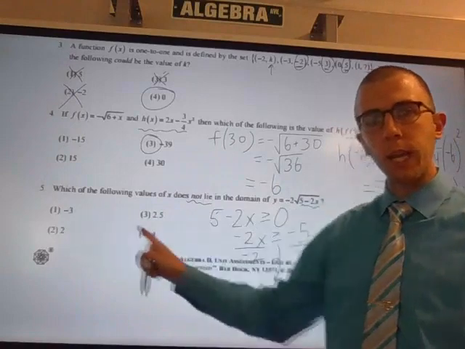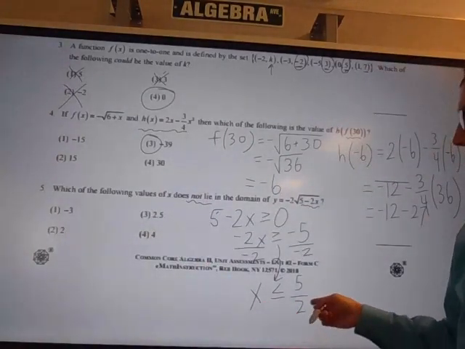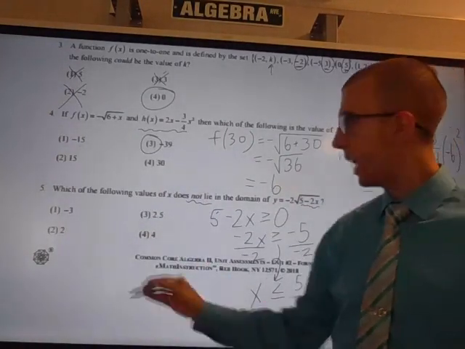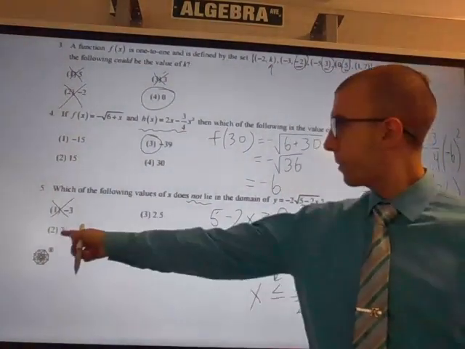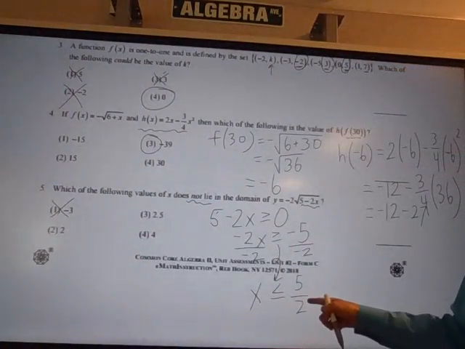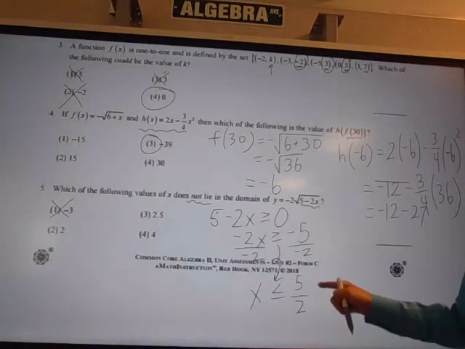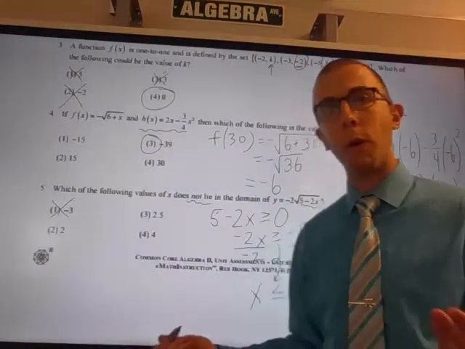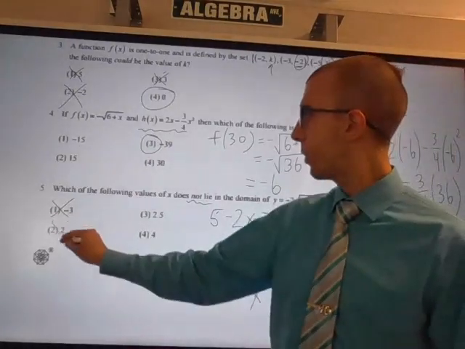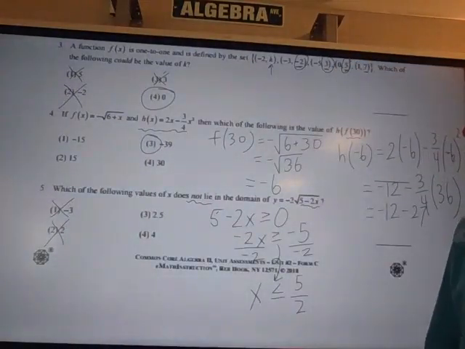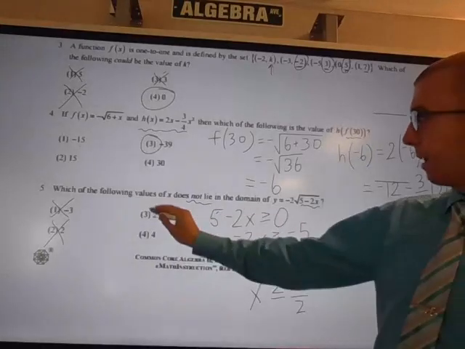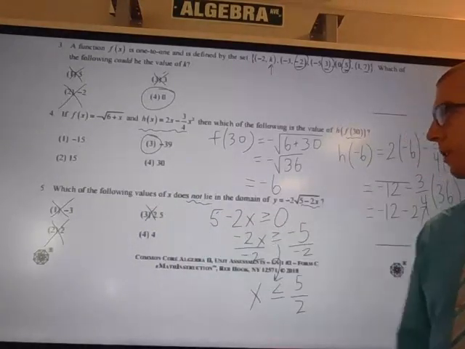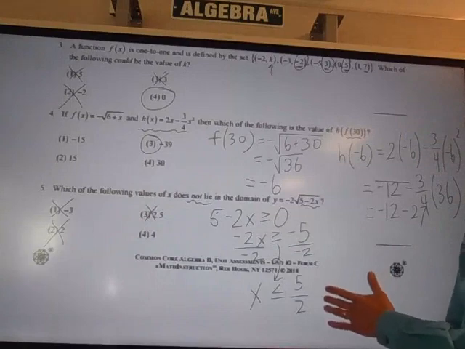Is negative 3 less than or equal to 5 halves? Yes, it is, so negative 3 is in the domain. What about 2? Is 2 less than or equal to 5 halves? Well, 5 halves is 2.5. So yes, 2 is less than that. What about 2.5? Well, 2.5 is equal to 2.5, so that does work.